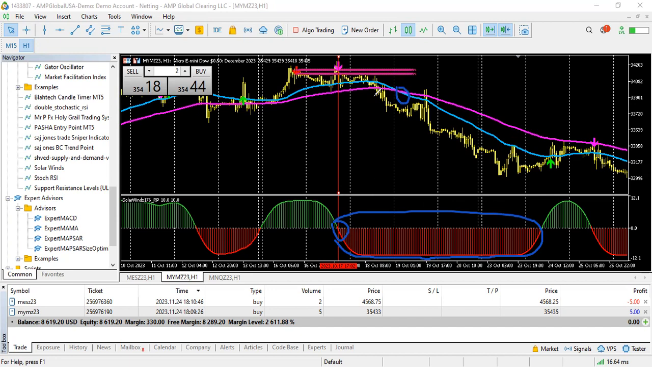So what we're going to do is, now that we got all our confirmations letting you know that the market is in a downtrend, the moving averages have crossed each other, the support and resistance indicator has created us a resistance. We got an entry arrow on the BC trend point. We also got an entry signal from the solar wind letting us know that the market's in a downtrend. What we're going to do is we're going to drop down to the 15.